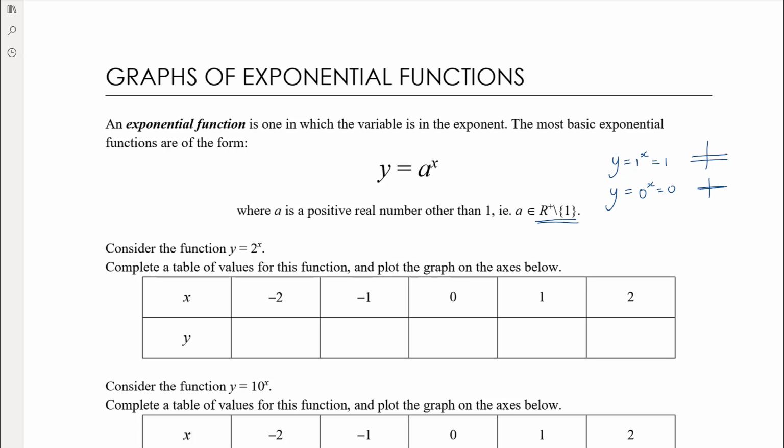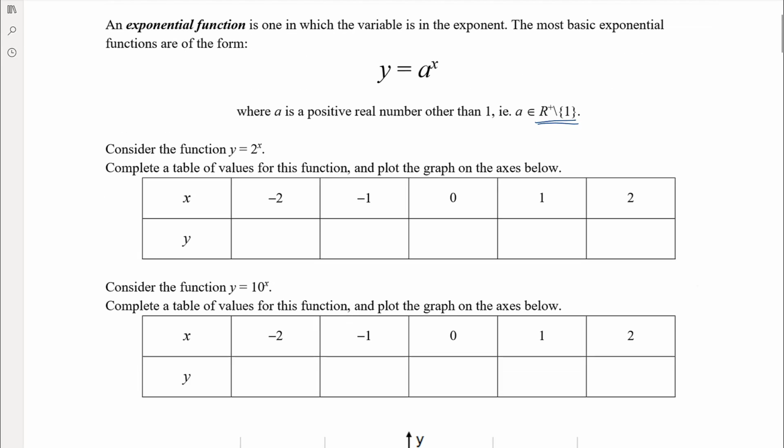Okay. If a was to be a negative number, for example negative 2 to the power of x, the problem we would have is that it depends on whether x was an odd or an even number. If x was 0, negative 2 to the power of 0 is 1. If x was 1, negative 2 to the power of 1 is negative 2. If x was 2, negative 2 to the power of 2 is positive 4. And so you're going to get a graph that oscillates and gets bigger. So by definition, not an exponential function. The base of the exponent has to be a positive number, and it can't be 1. It could be a fraction, and we'll have a look at that, but it can't be negative.